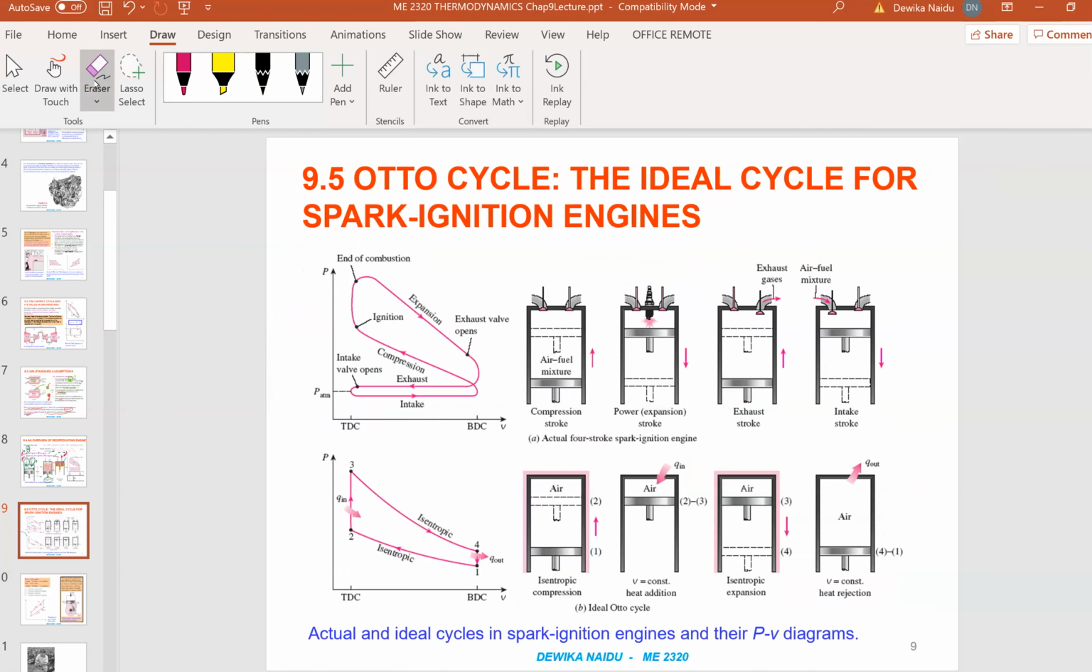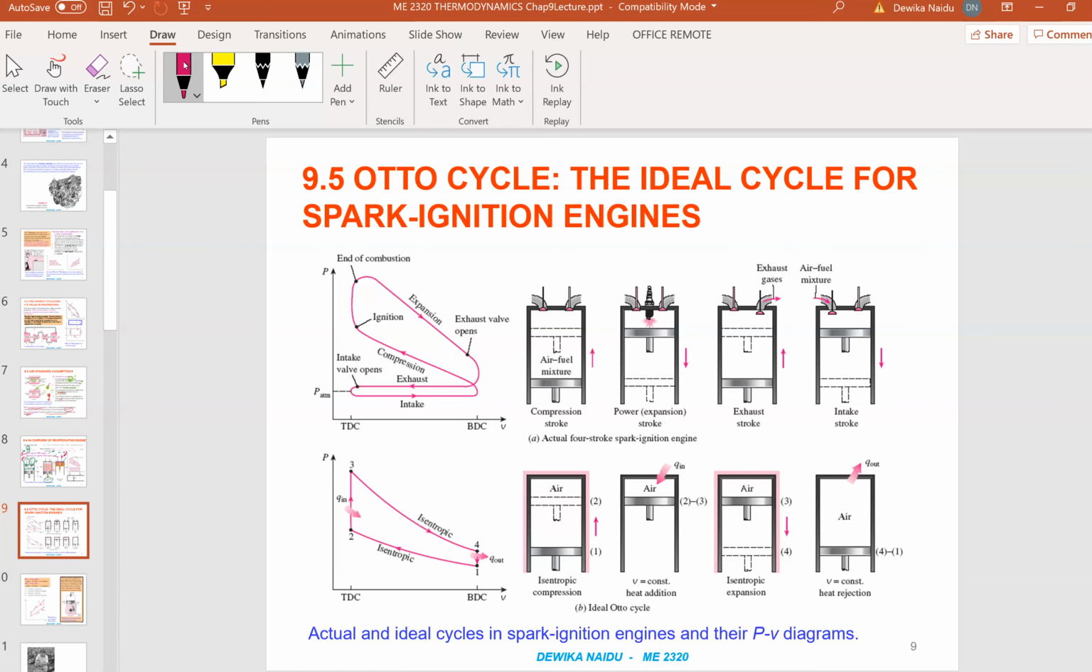Okay, Otto cycle. Now if you look at this Otto cycle, I'm also going to attach some other video files from YouTube. I'll just post the link to you so that you can go through the Otto cycle and the Diesel cycle. That is for your better understanding.